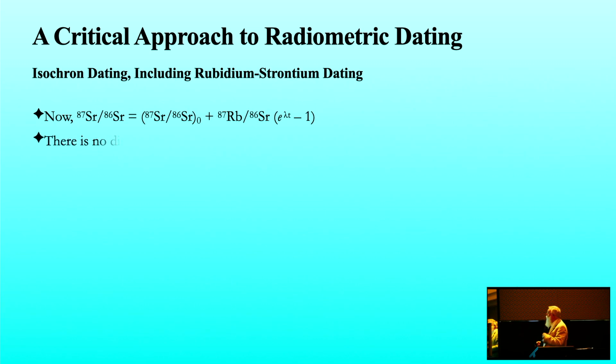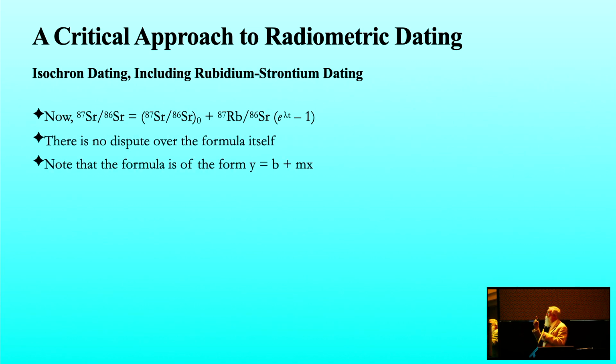That's good. There's no dispute over the formula. Note that the formula is y equals b plus mx. If you know your algebra a little bit, you'll recognize that as a formula for a straight line. And that means that we have a straight line. That means that if we do it right, we can measure the slope. And the slope, we can do a few little cranks, and we're going to get time out of it.